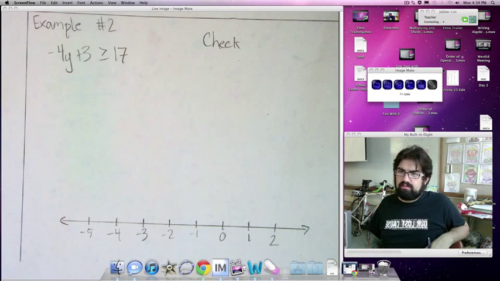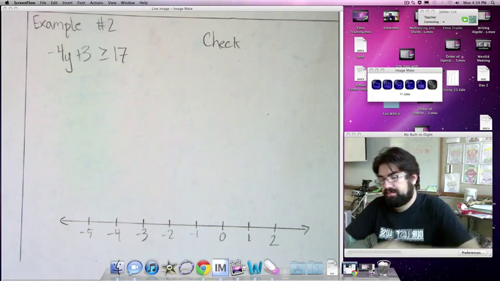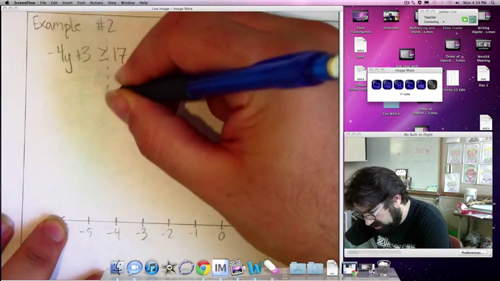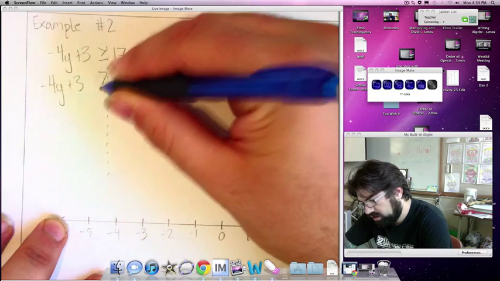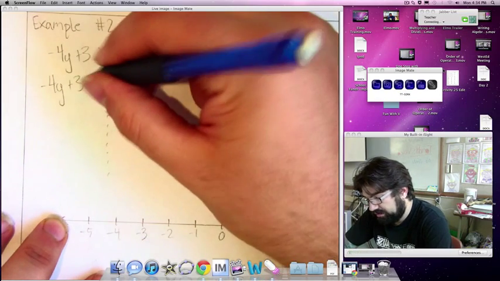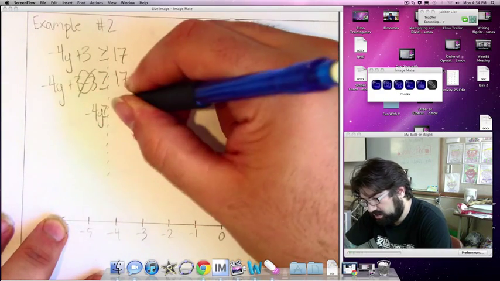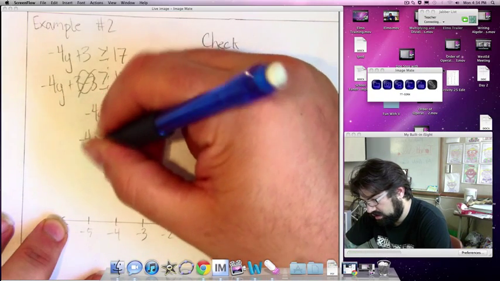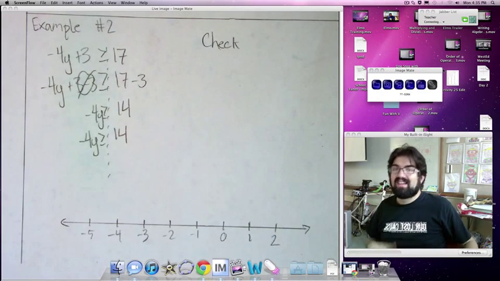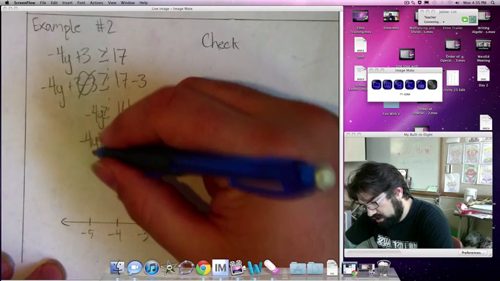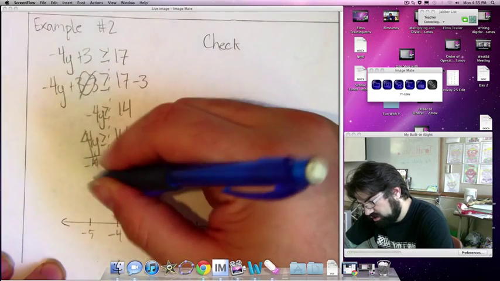Example number 2. Negative 4y plus 3 is greater than or equal to 17. Well, I'm going to balance, of course. Take negative 4y plus 3. Opposite of plus 3 is minus 3, right? So let's subtract 3. Negative 4y is less than or equal to 14. I'm going to rewrite. Opposite of multiplying is dividing. So I'm going to divide both sides by negative 4. This equals 1. So y.